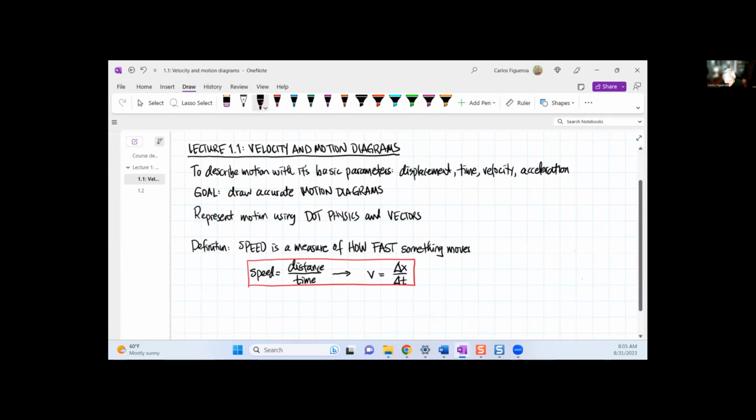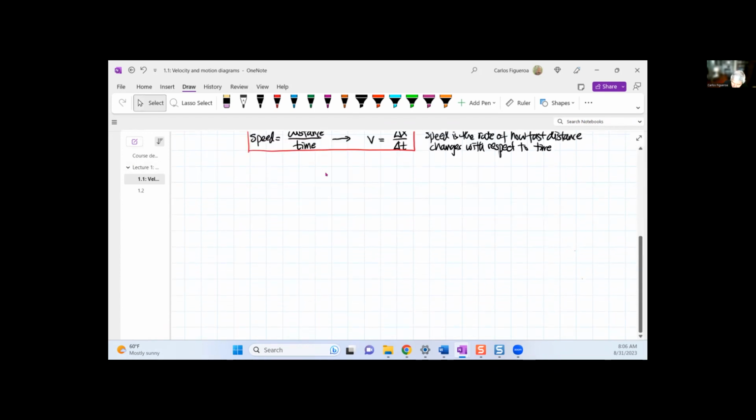And once again, if I speak about this in the language of physics, what this says is that speed is the rate of how fast distance changes with respect to time. So we could then go in and do some simple examples.